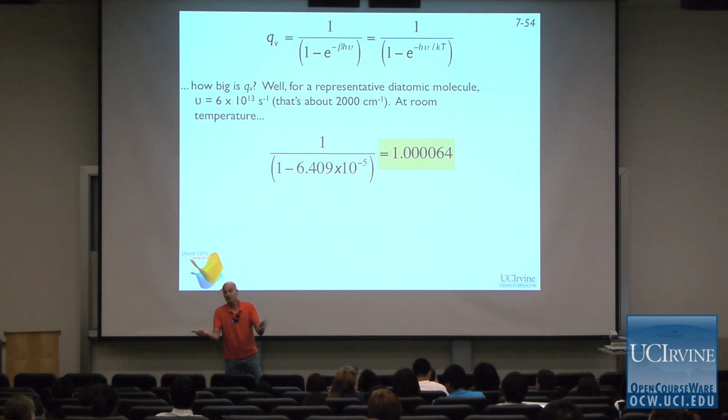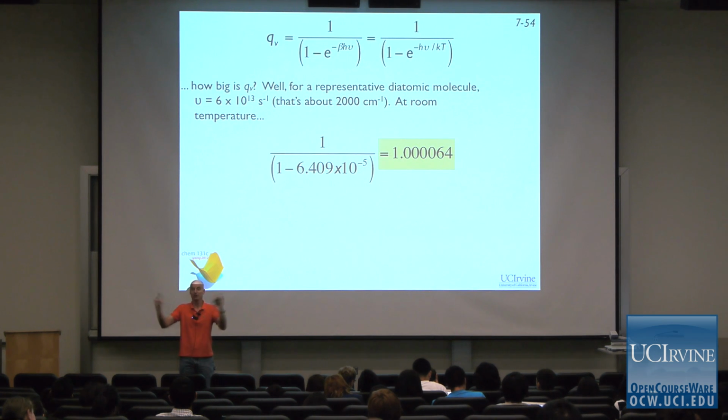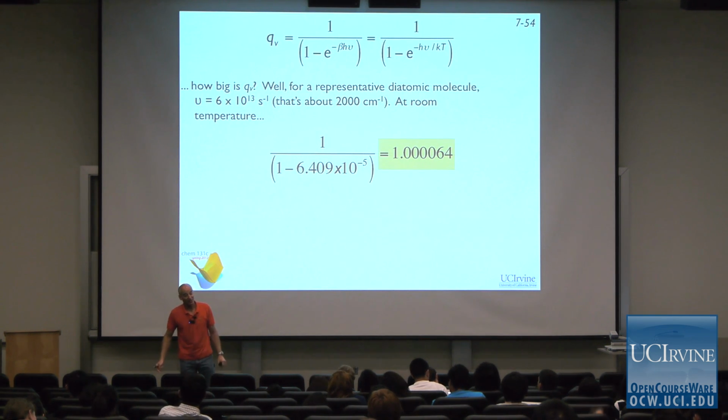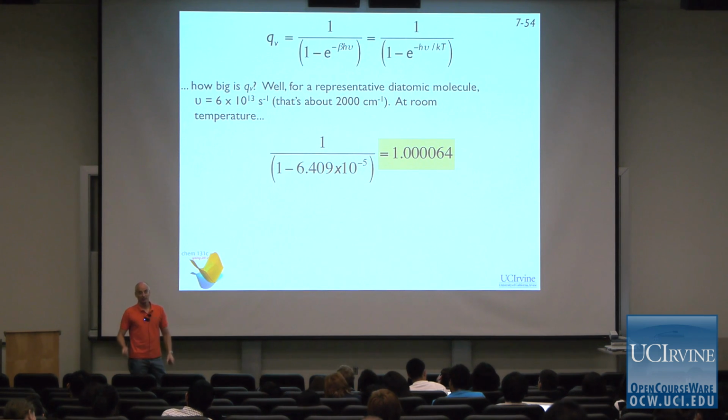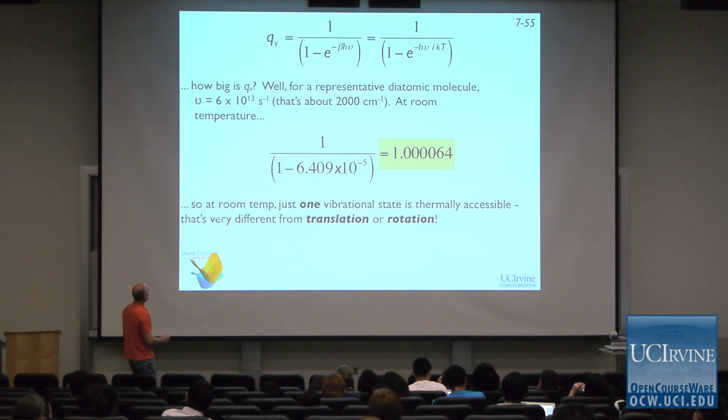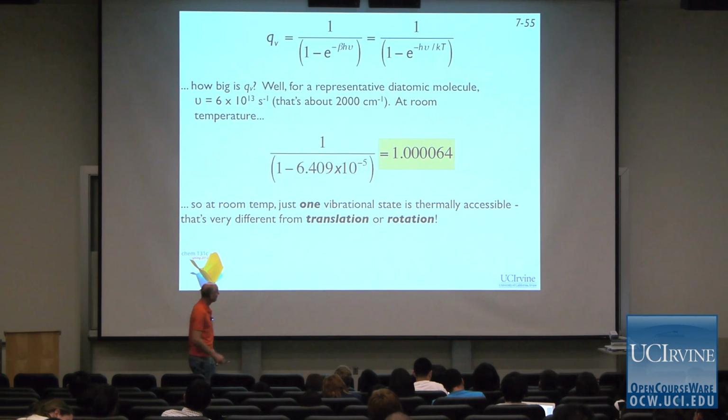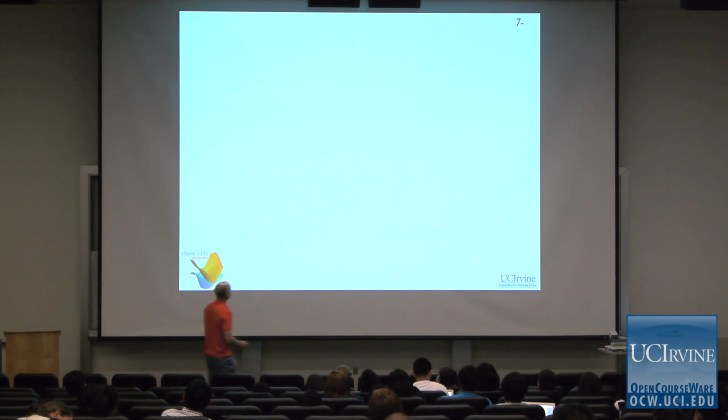But my goodness, that's 126 grams per mole atoms, bowling balls. They're barely moving, very low energy. It doesn't take much energy to excite that vibration. At room temperature, by golly, it is excited. But it's the exception. So at room temperature, just one vibrational state is thermally accessible in general. There are exceptions, but in general, that's very different from translation or rotation.